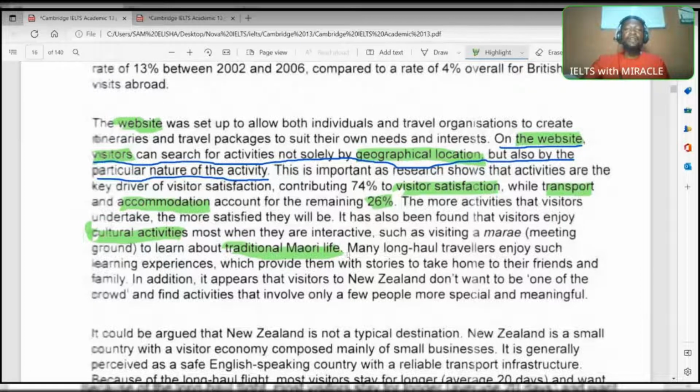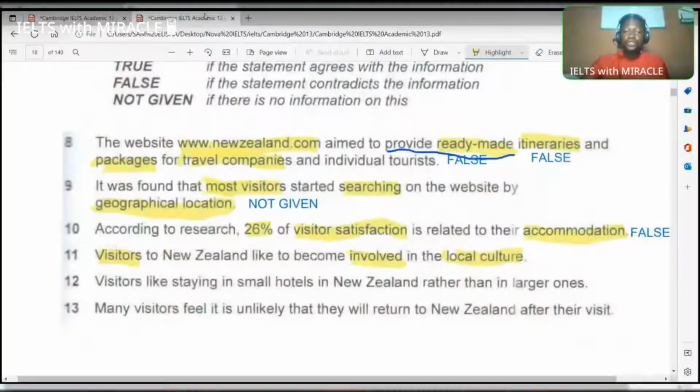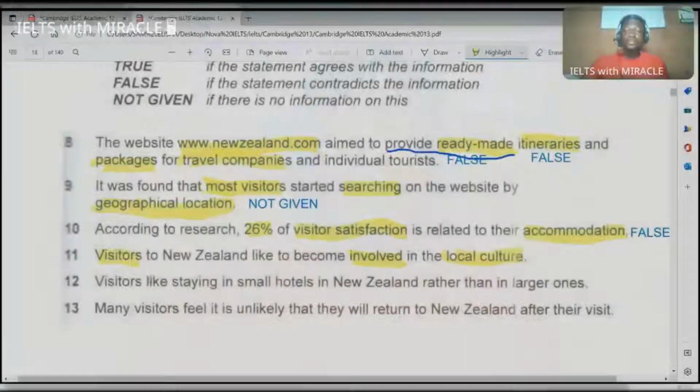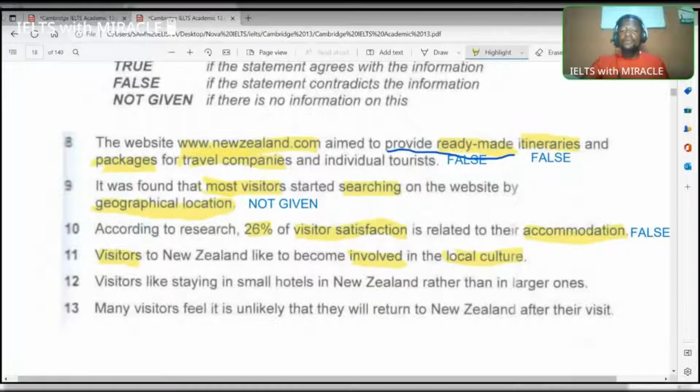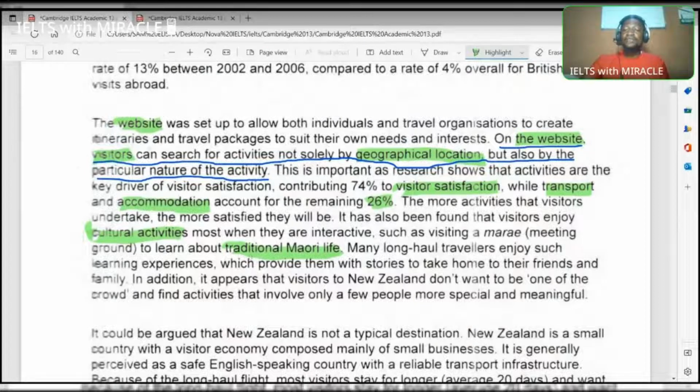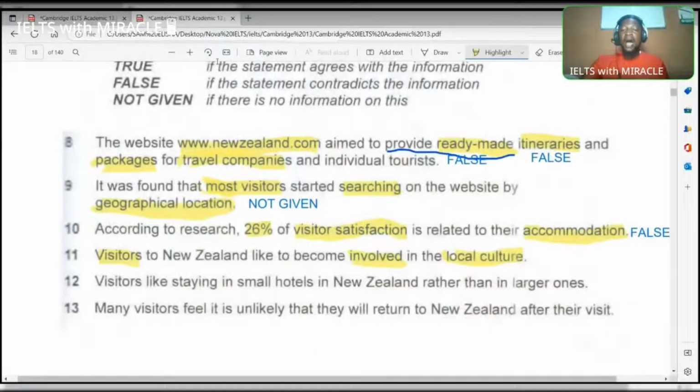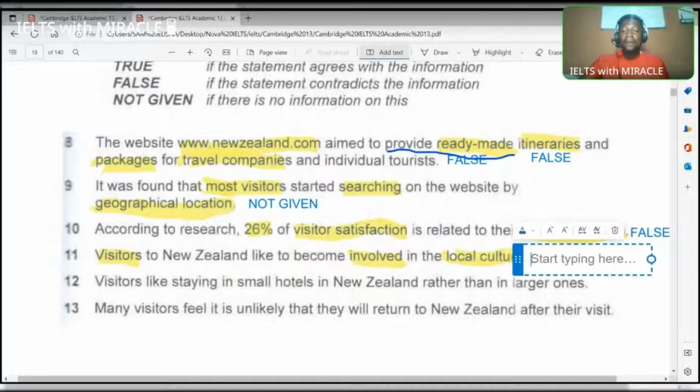And here they said visitors to New Zealand like to become involved in the local culture. So, in the local culture, here we have traditional Maori life, but they also say such as visiting a Marae. So, the keywords there are all in the statement we can find in the passage. So, our best answer should be true. True. That's our best answer.